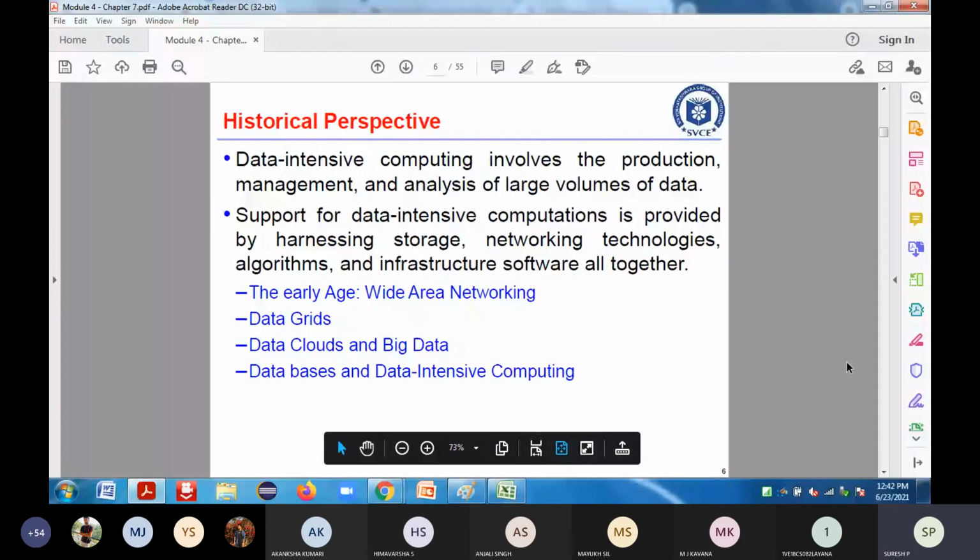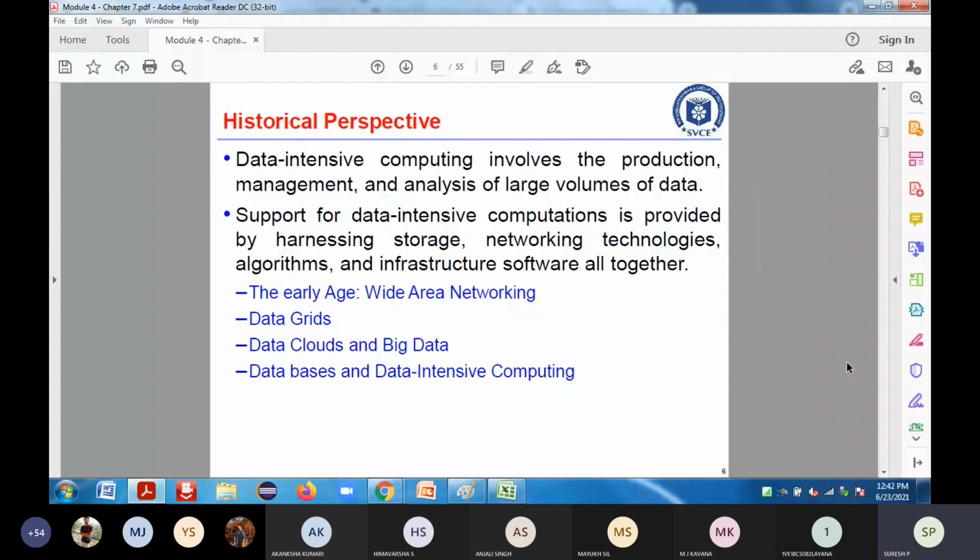When it comes to the historical perspective, you read it by yourself. Data intensive computing involves the production, management, and analysis of large volumes of data. I have told this already. Support for data intensive computations is provided by harnessing storage, networking technologies, algorithms, and infrastructure. What I have told previously, the same thing. In the early age, they made use of wide area networking. After that, to support data storage, they made use of data grids. After data grids, they made use of data clouds and big data.